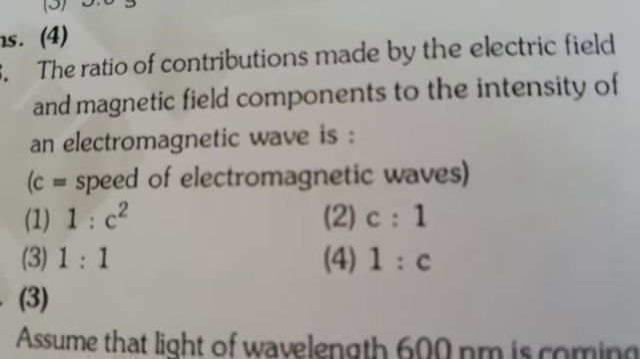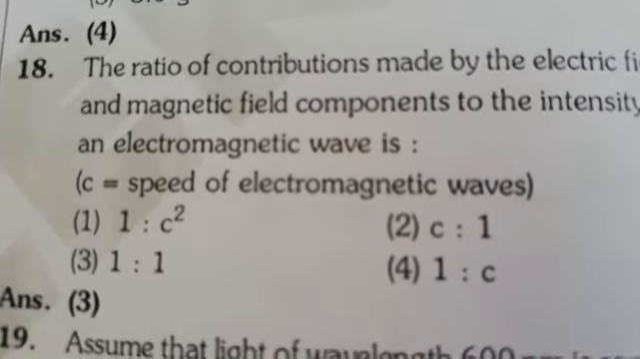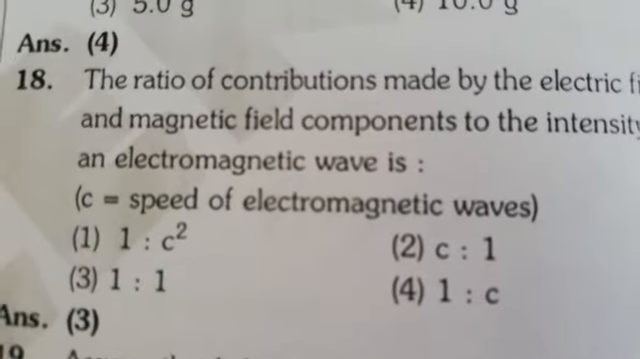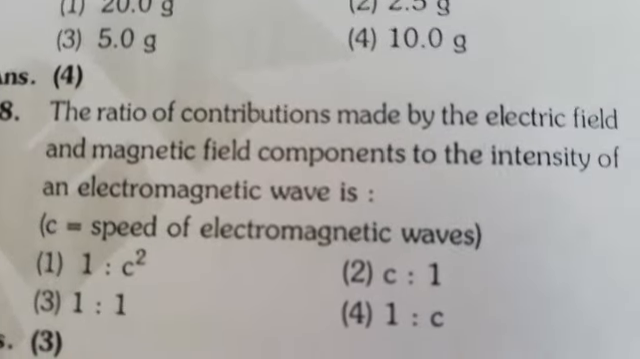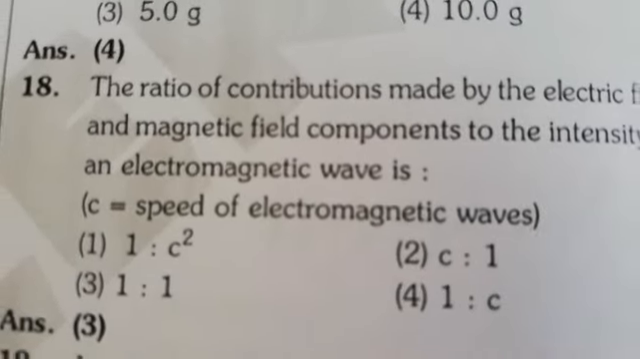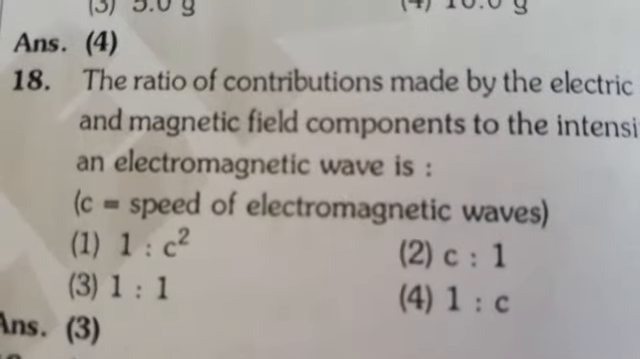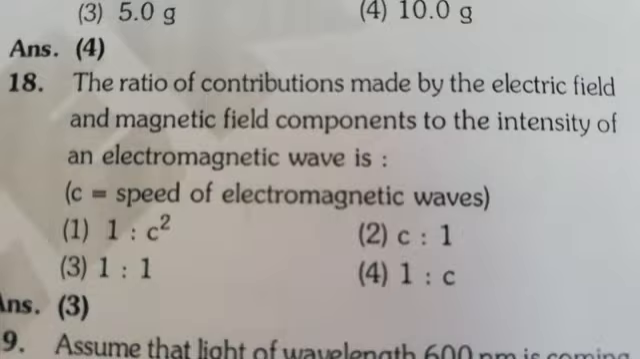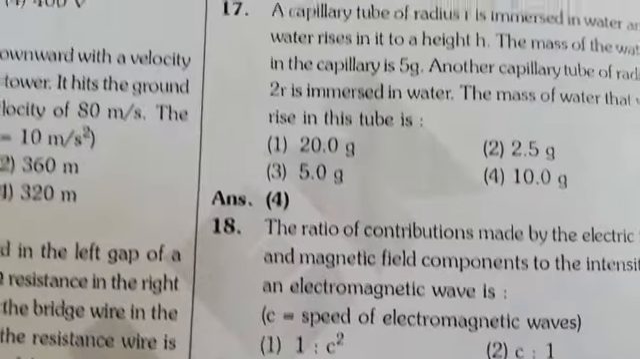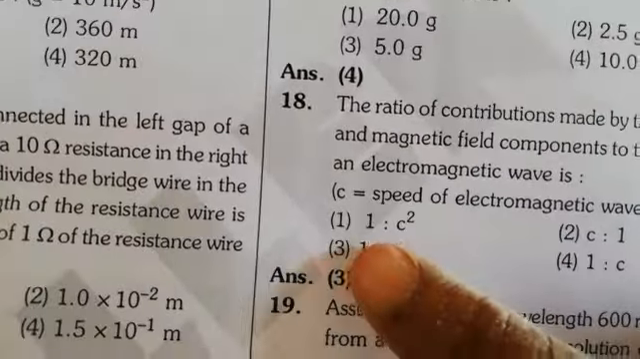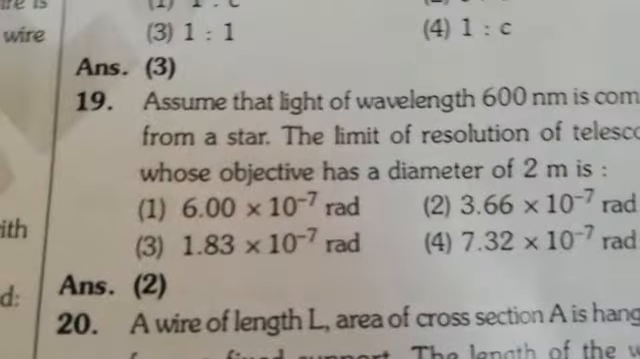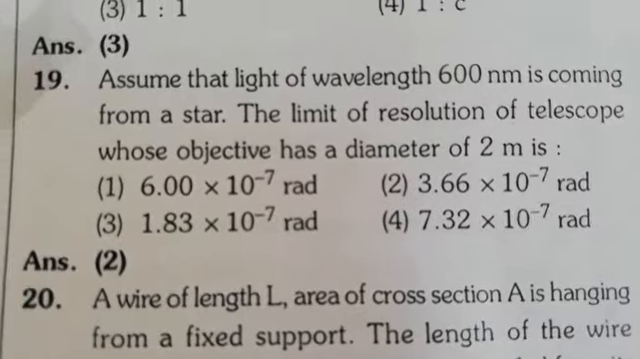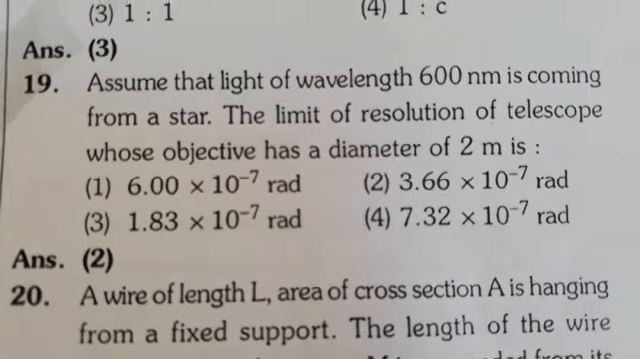So the ratio of contribution made by the electric field and the magnetic field components to the intensity of an electromagnetic wave is, it here? The total energy of the electromagnetic wave is due to the energy due to electric field and energy due to magnetic field. So they will have 50% contributions. Then what will be the ratio? 1:1, which is the third option. Are you clear? Third option. Let us go for 19th one.